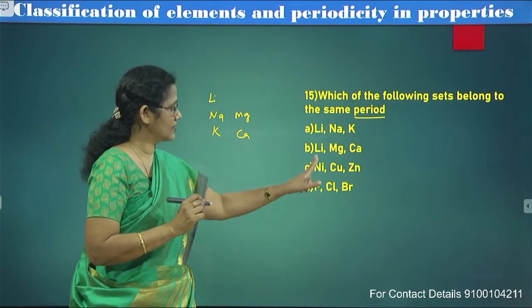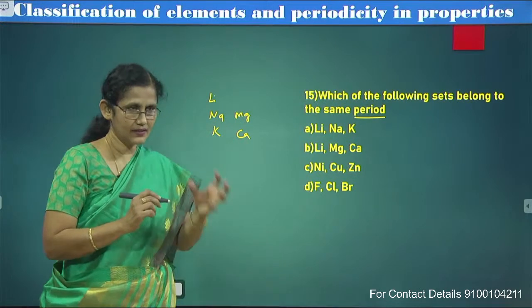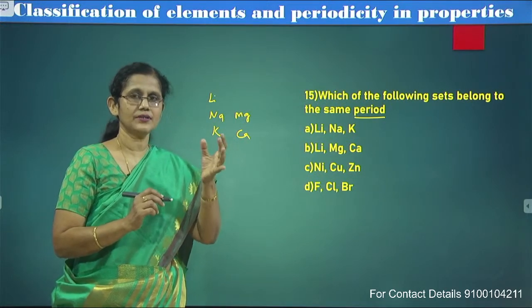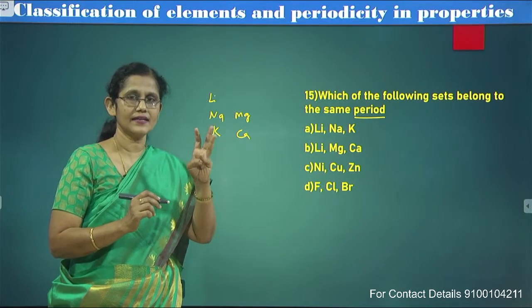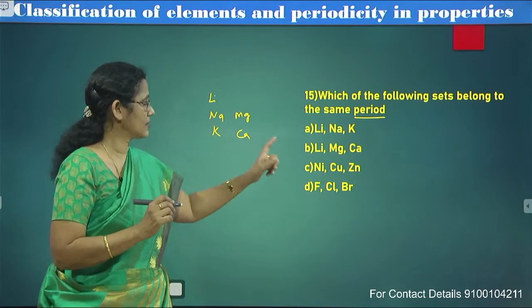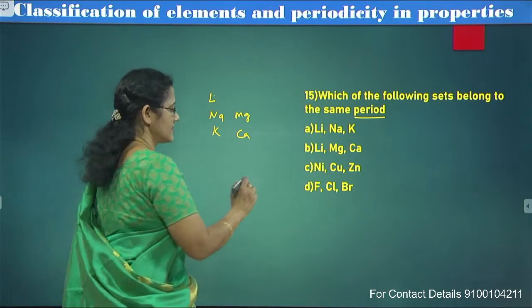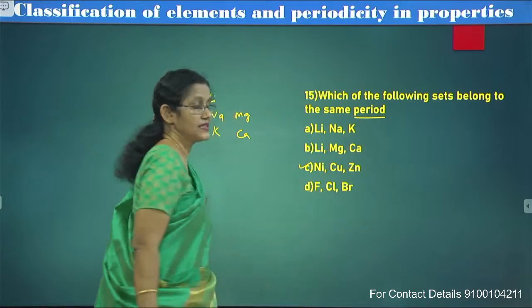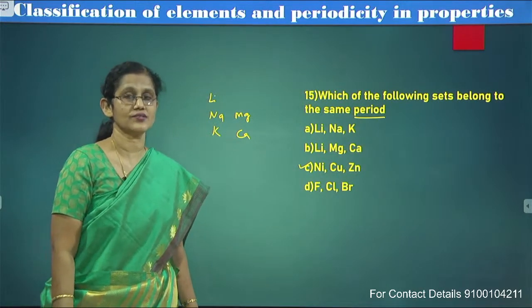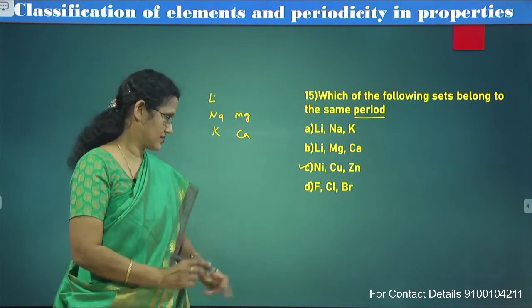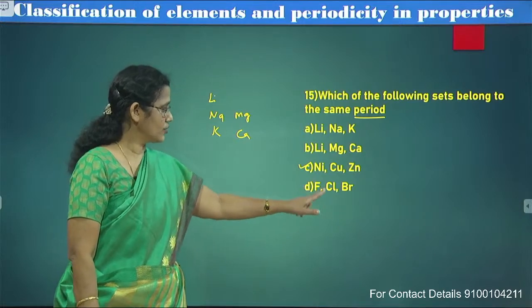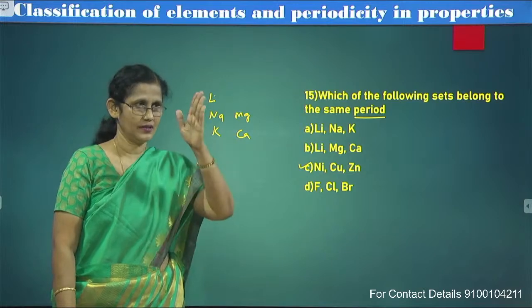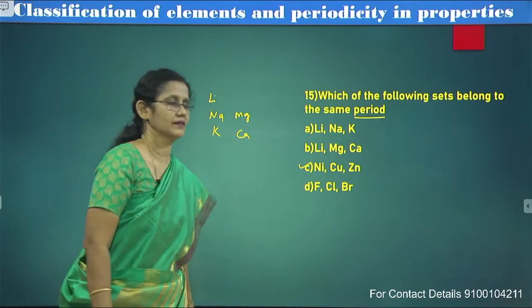Then nickel, copper, zinc, they are transition elements. Scandium, titanium, vanadium, chromium, manganese, iron, cobalt, nickel, copper, zinc. So, these three belong to the same period. These three come under the 3d series, transition elements, D block elements. Next, fluorine, chlorine, bromine, they belong to the same group. They are halogens.